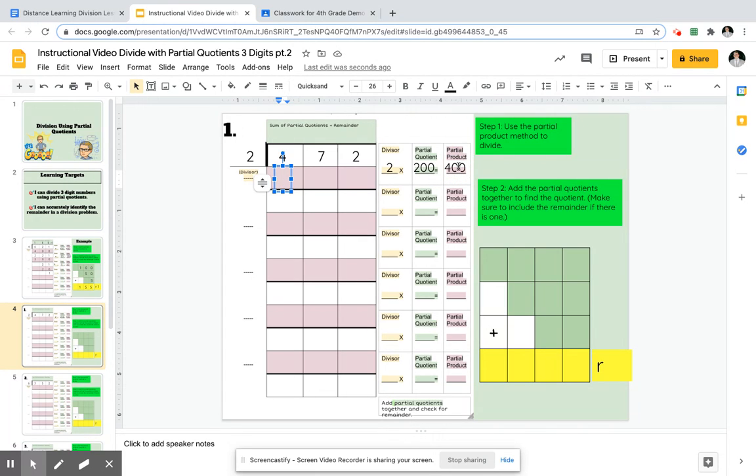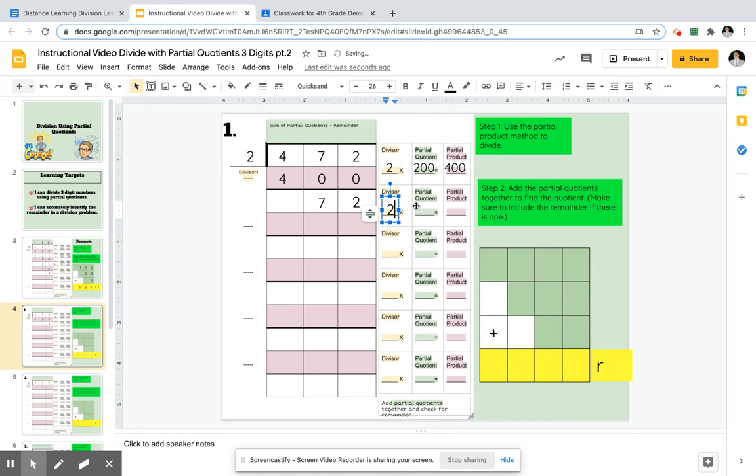My partial product is in pink, so I'm going to plug it into the pink section. 400. Now I'm going to subtract. I'm going to bring down my 2, bring down my 7. 4 minus 4 is 0. Well, now I have 72. And now I'm going to go back to my 2 and think how many times can 2 fit into 72?